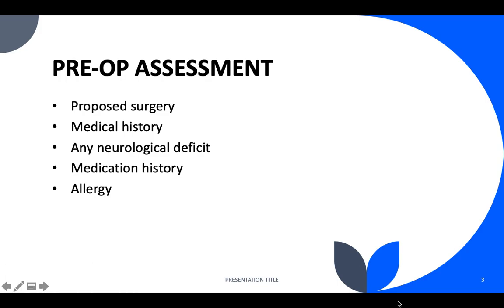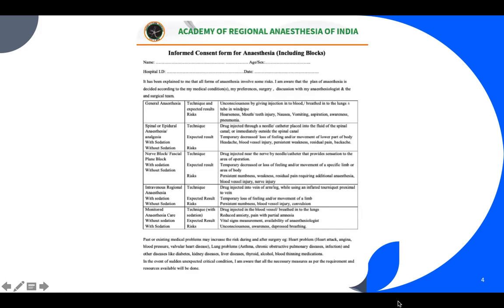We have to look for medication history. Suppose we are planning a deep block like lumbar plexus or sacral plexus block, and the patient is on anticoagulant, it is contraindicated. So we have to look for the medication history, and we have to look for any allergy in the patient.